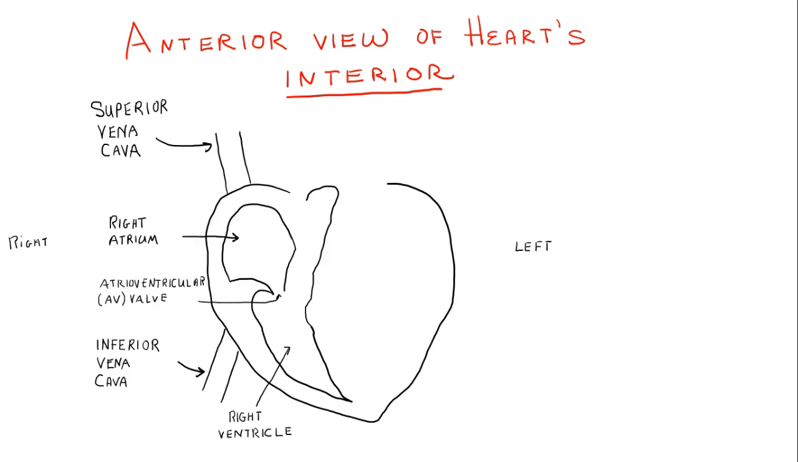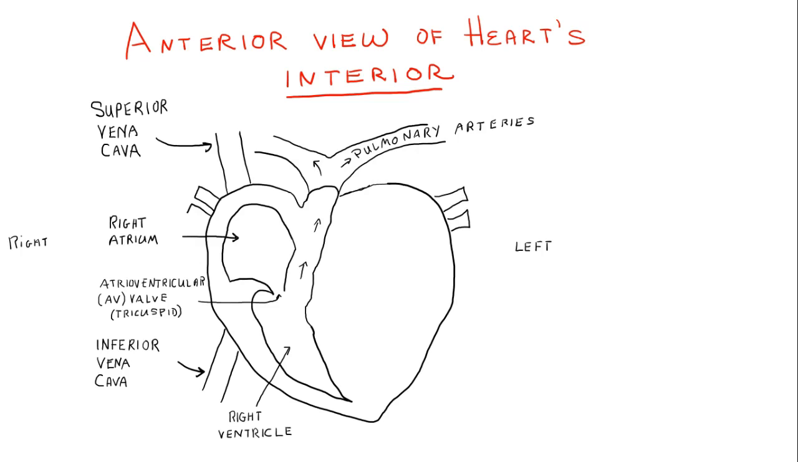And then I neglected to mention that the blood, when it goes from the right atrium, will flow through this valve into the right ventricle called the atrioventricular valve, or AV valve, which is also sometimes called the tricuspid valve because it is made of 3 cusps or flaps. And then blood will head from the right ventricle through the pulmonary arteries to the lungs, where it picks up oxygen and then heads back to the heart through the pulmonary veins.